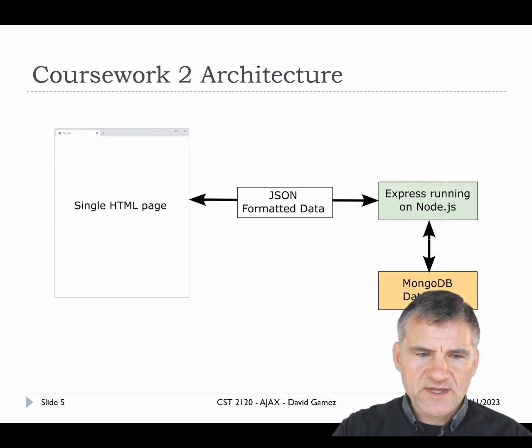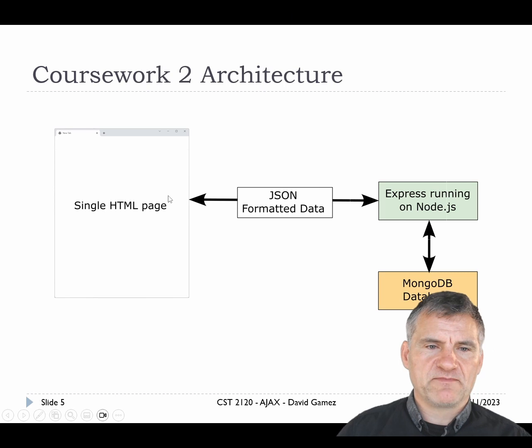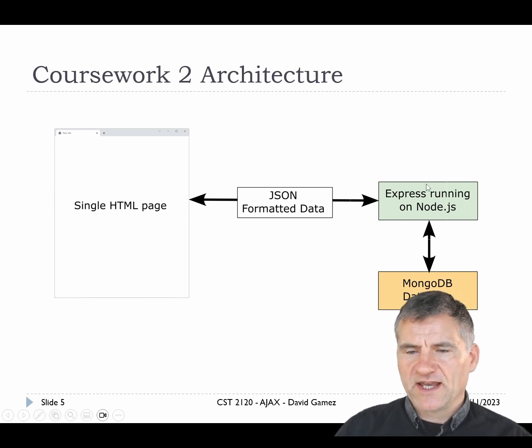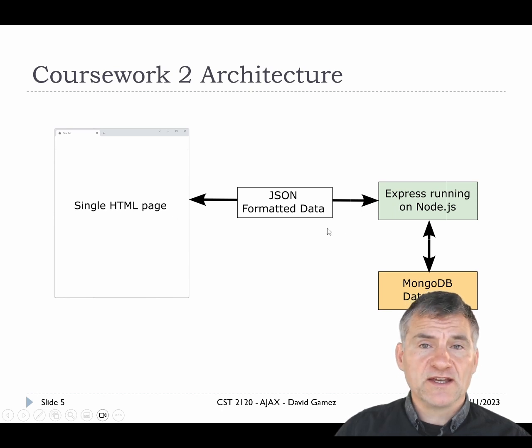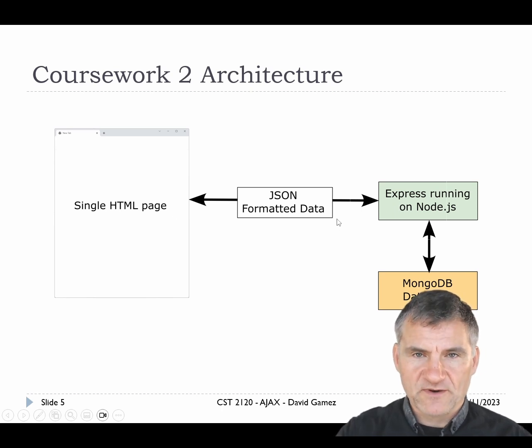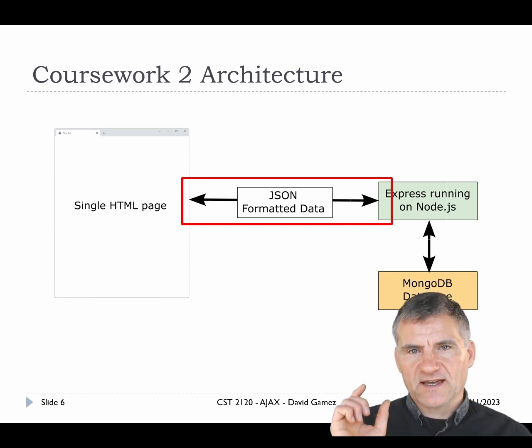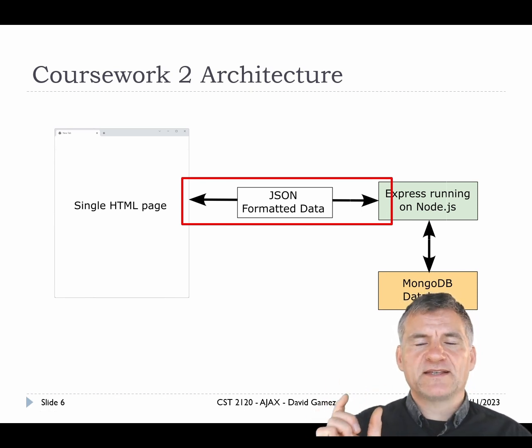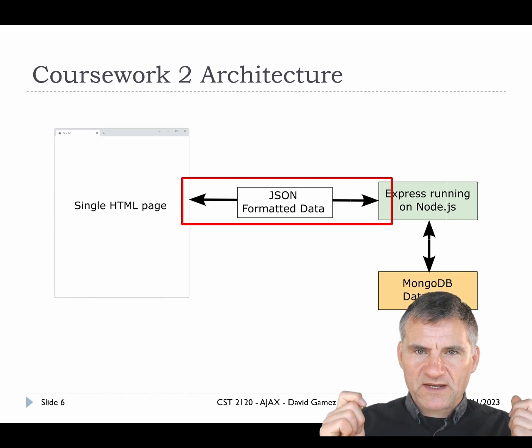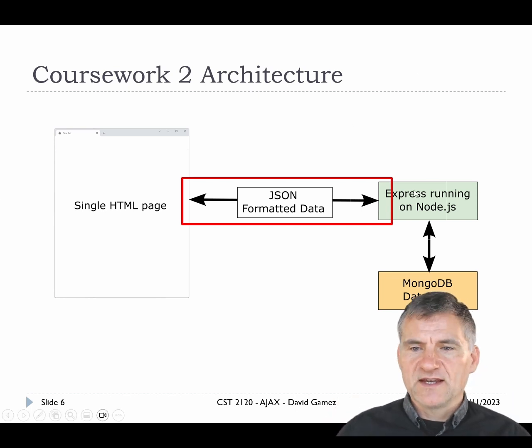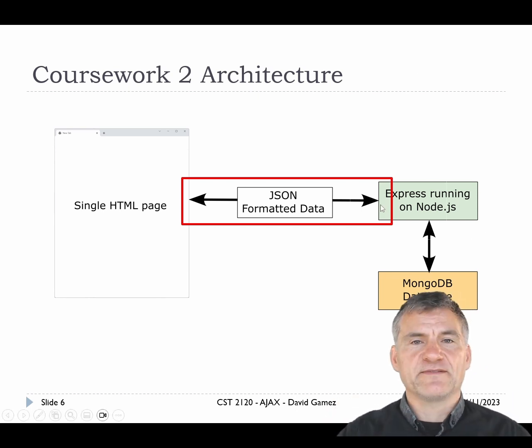In Coursework 2, the architecture looks a bit like this. We've got the browser containing a single HTML page. We've got Express running on Node.js, producing the web service, and that's talking to the MongoDB database. The browser and the Express web service are exchanging JSON formatted data, and that's the piece of the puzzle that we're covering in this lecture, in which we can use JavaScript in the browser on the left here to talk to the server and exchange this JSON formatted data.